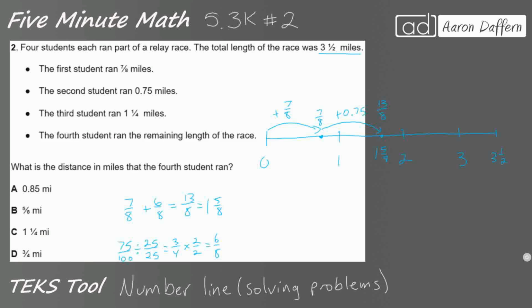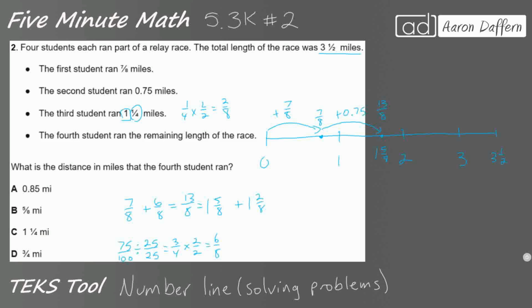Now I'm kind of committed to the eighths, so I need to add 1 and 1/4, but I need to change this 1/4 into eighths. So let's double that. We're going to get 2/8. Let's not forget our 1. So we're going to add 1 and 5/8 plus 1 and 2/8. Okay, so now they're both eighths.